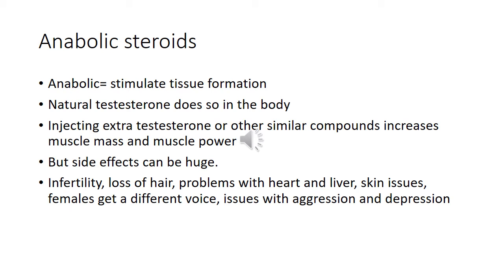Another drug that the Cambridge syllabus mentioned is anabolic steroids. Anabolic means something that stimulates tissue formation. So for example, if you've been working out and the body is repairing itself, that is tissue formation. Natural testosterone, the male sex hormone, tends to stimulate the anabolic response in the body. That is one of the reasons why males, in general, tend to have a larger muscle mass than females. And it was discovered in the 50s and 60s that injecting extra testosterone into the body led to an increase in muscle size and muscle power.